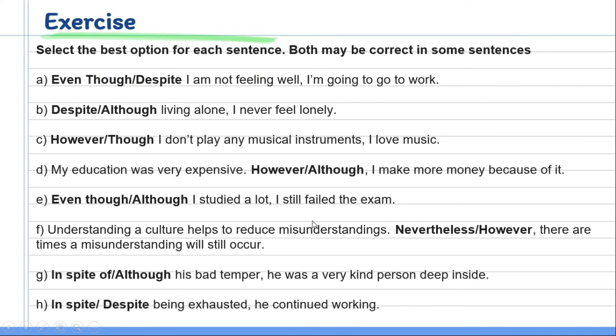Even though blah blah blah, I studied a lot, I failed the exam. Oh, so sorry for that. Understanding a culture helps to reduce misunderstanding. Blah blah blah, there are times a misunderstanding will still occur. In spite of atau although his bad temper, he was a very kind person deep inside. Blah blah blah, being exhausted, he continued working.